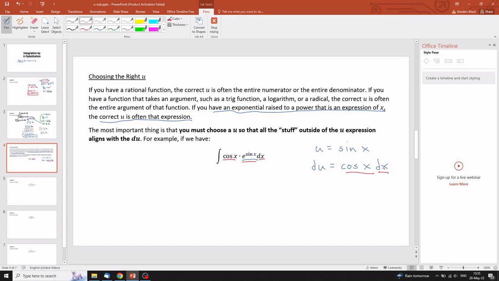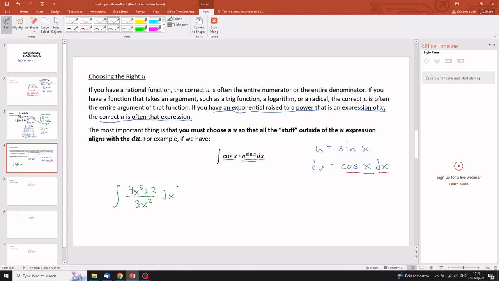Okay, and one last thing I want to say that's not on this slide. If you have two polynomials in your integrand, so let's say you have the integral of 4x cubed plus 2 over 3x squared. So we have two polynomials in the integrand. We have 4x cubed plus 2 and we have 3x squared.